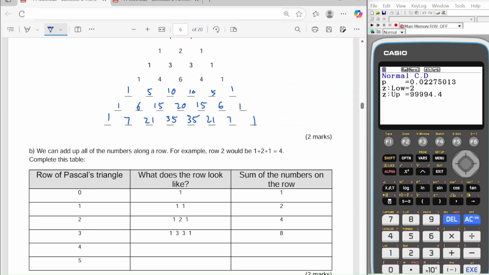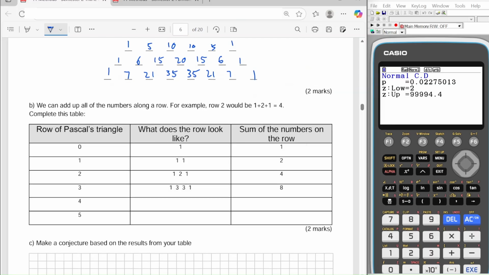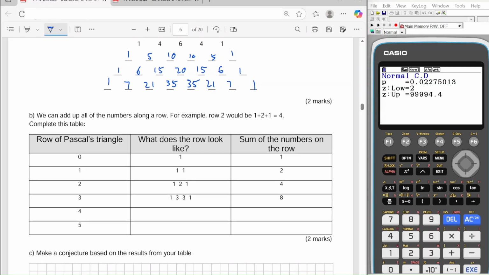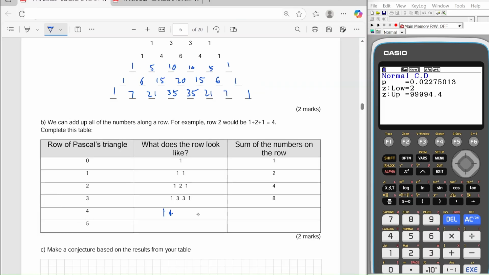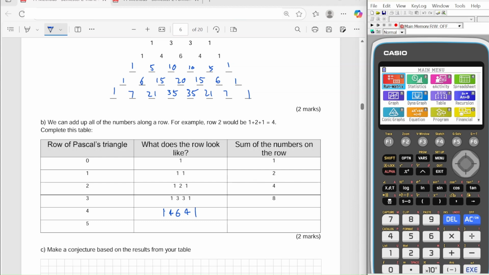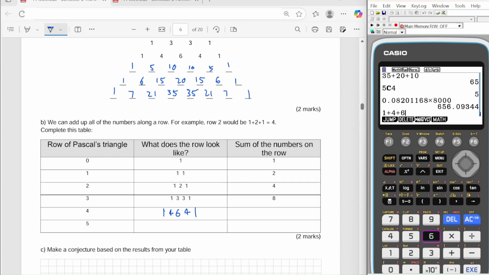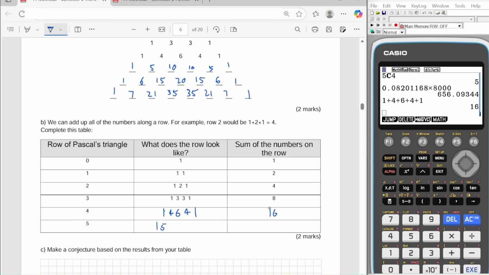All right, rows of Pascal's triangle, there we go. And then we've got row 4. So row 4 was 1, 4, 6, 4, 1. And we want to add those up. So let's see what we get. 1, 4, 6, 4, and 1 gives us 16. You may be spotting the pattern now. 1, 5, 10, 10, 5, 1 is the next row. And we'll see what we get. 1, 5, 10, 10, 5, and 1 is 32.